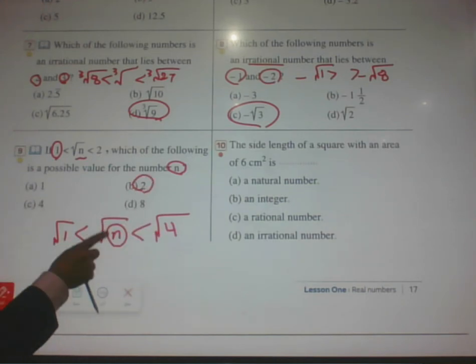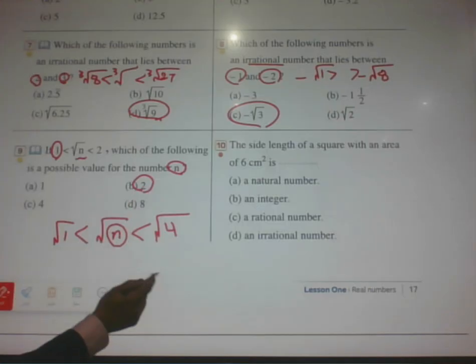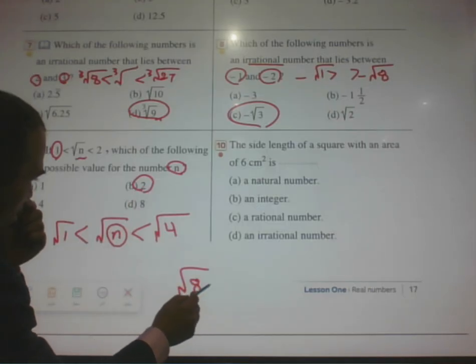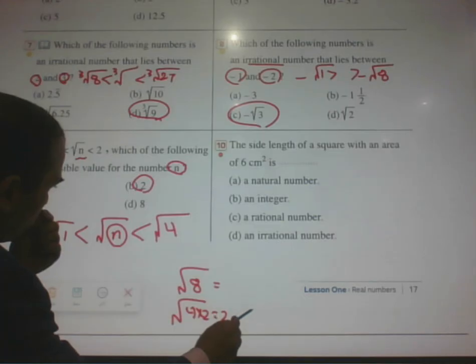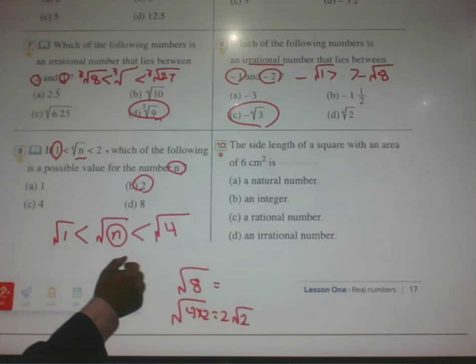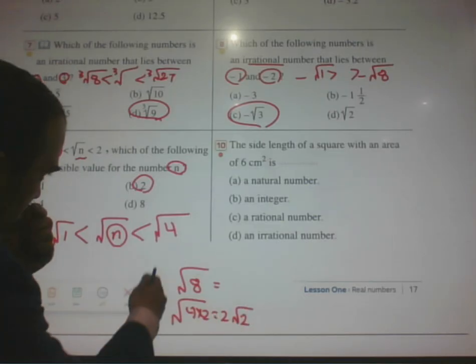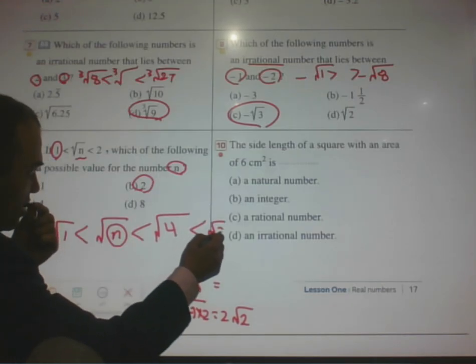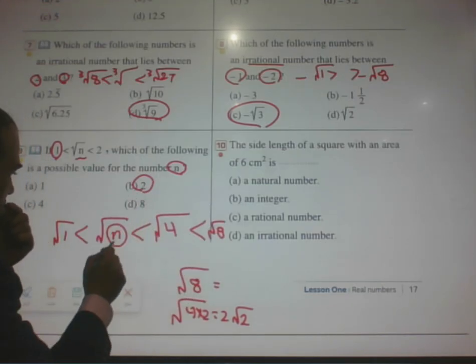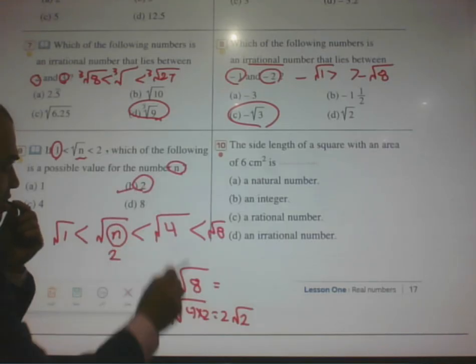1, no. 4, no. 8, no. Because square root of 8, we can write as square root of 4 times 2. It will be 2 root 2. But this number is greater than 2, so 2 root 2 is greater than the upper bound. Then the value of n here must be equal to 2.